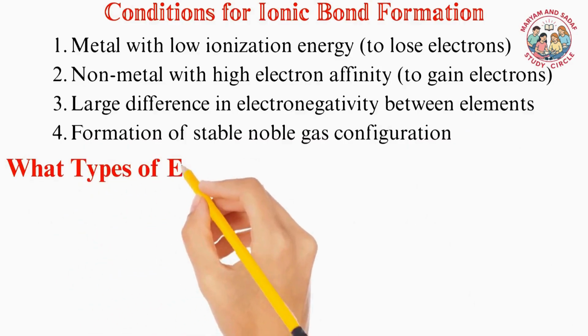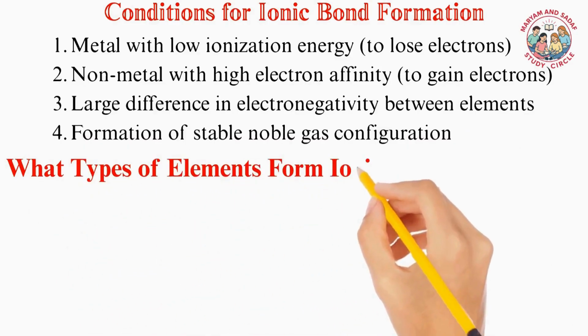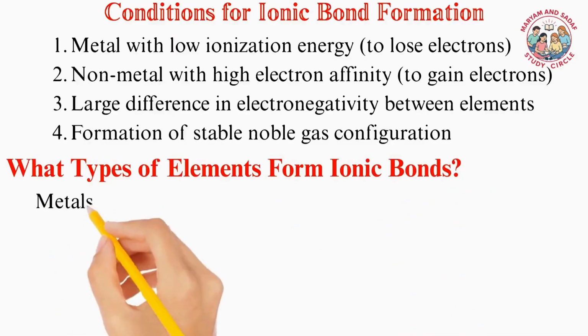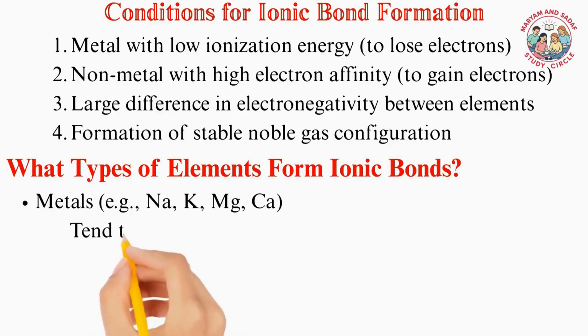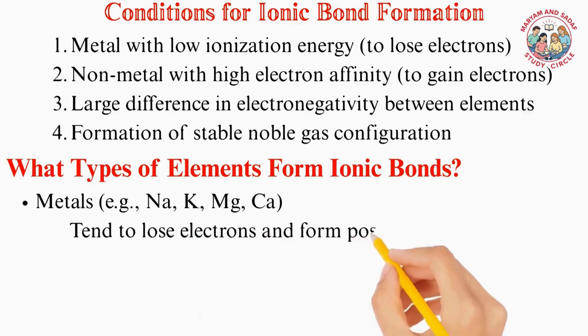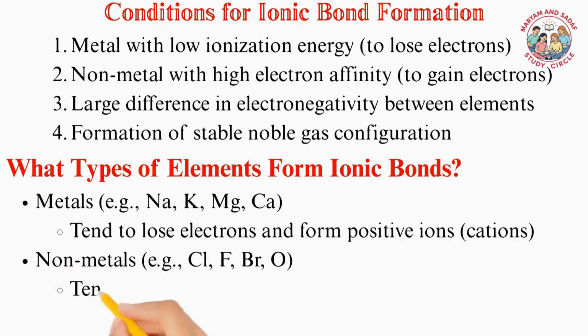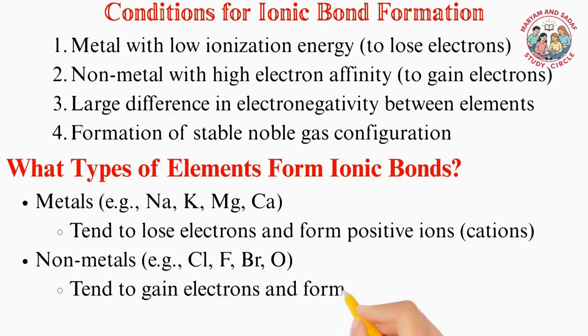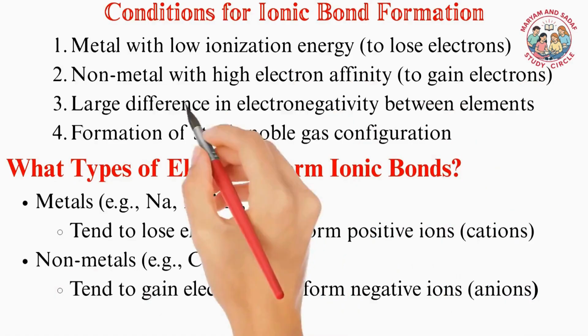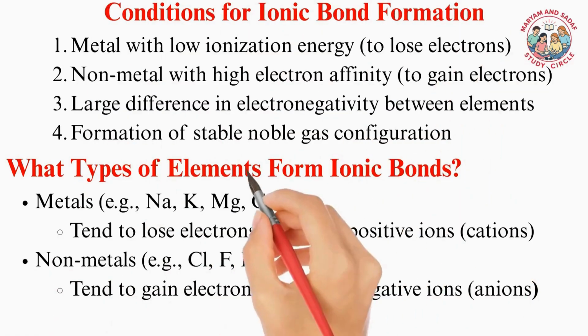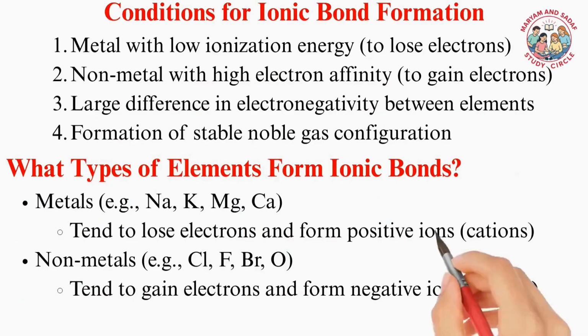What types of elements form ionic bonds? Metals like sodium, potassium, magnesium, calcium tend to lose electrons and form positive ions, cations. Non-metals like chlorine, fluorine, bromine, oxygen tend to gain electrons and form negative ions, anions.